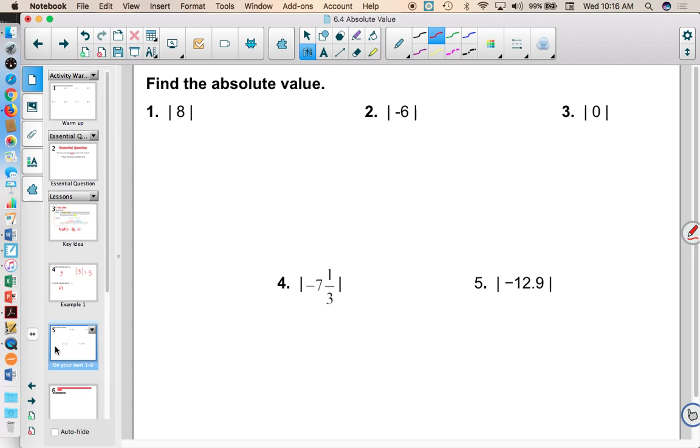What is the absolute value of 8, Roper? 8. Just a minute.